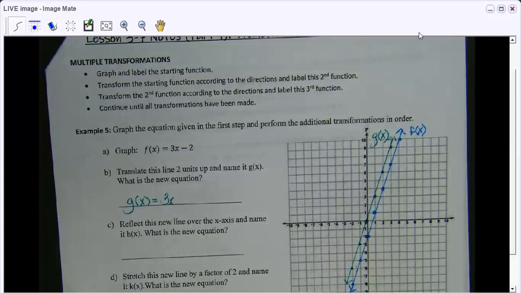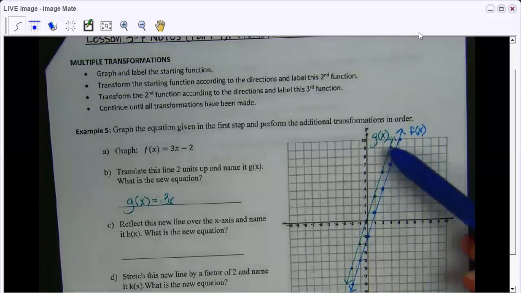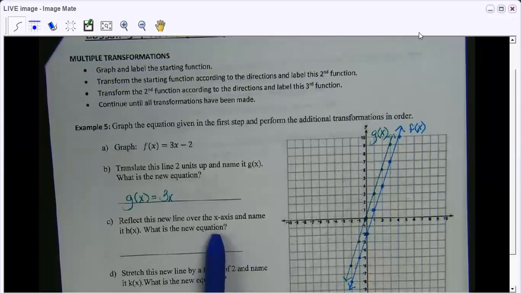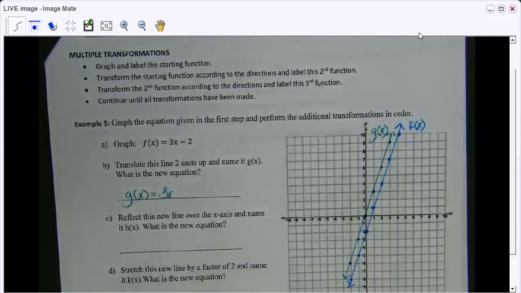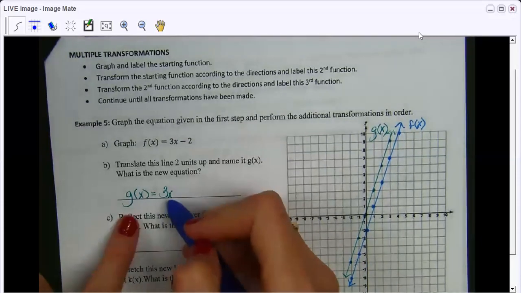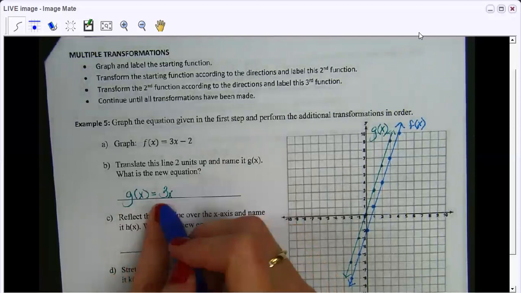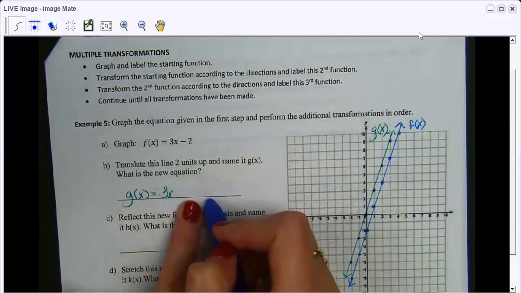Letter C says to reflect this new line over the x-axis and name it h of x. Every time you go from step to step, you start with the latest line that you created, not your original. So now I'm going to take g of x and I'm going to reflect it over the x-axis. Does anyone remember the rules to the equation? Luke? Multiply it by -1. Multiply the whole thing. So I'm going to take g of x equals 3x and multiply my slope and my y-intercept by -1.